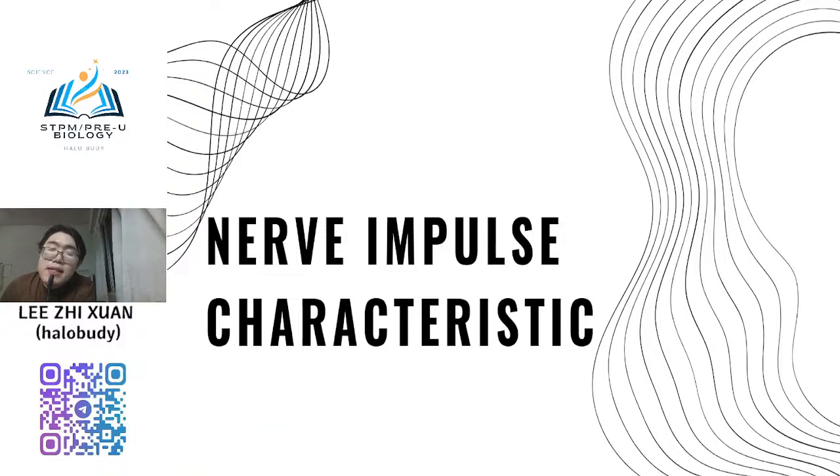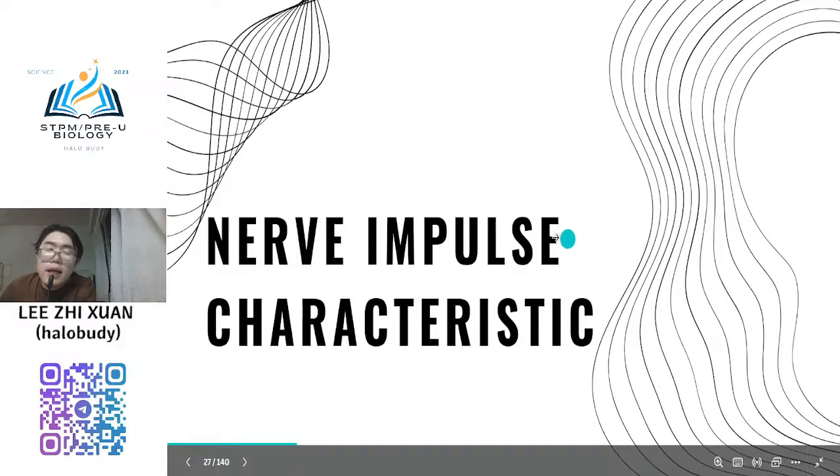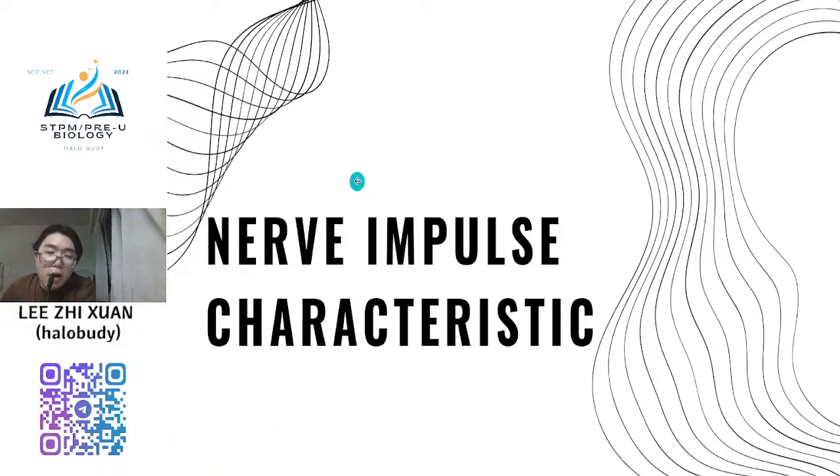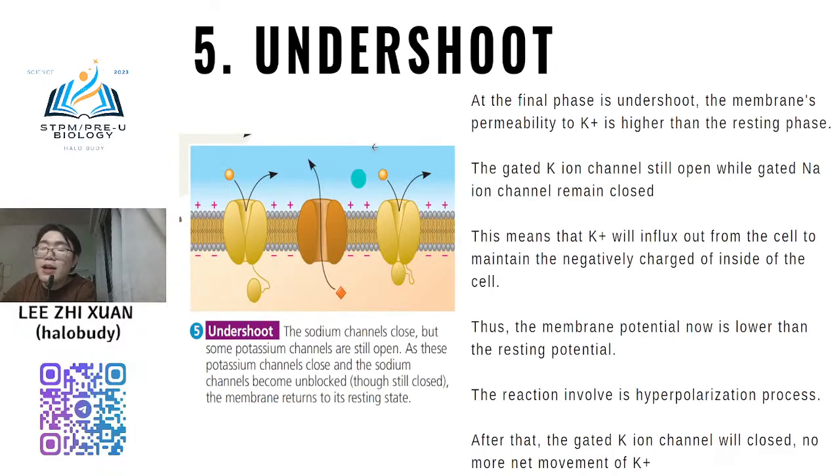Okay, next I will explain about the characteristics of the nerve impulse. I already explained that the nerve impulse can be transmitted along the axon, and when one part of the axon receives the electrical impulse, it will trigger the action potential. Now we need to learn about the characteristics of the nerve impulse. So what are the characteristics of the nerve impulse?